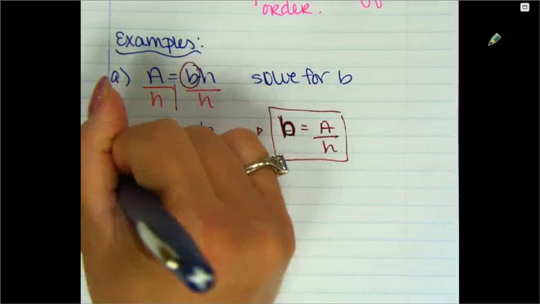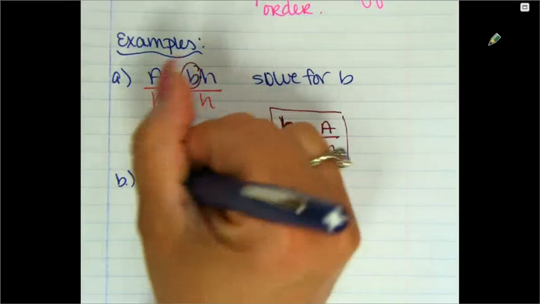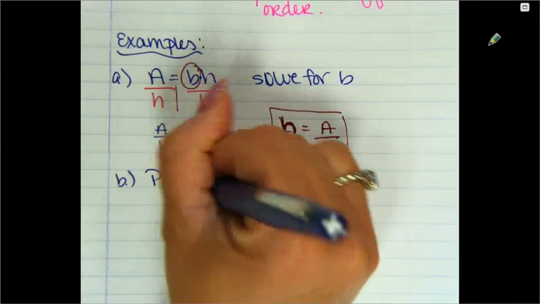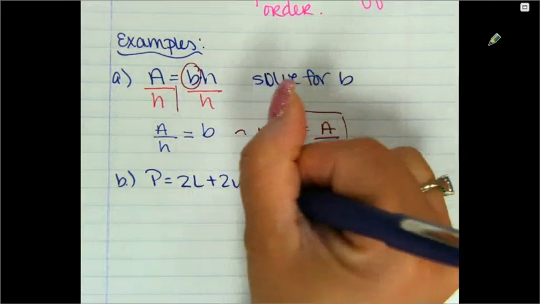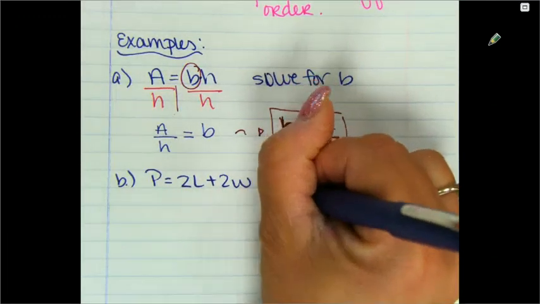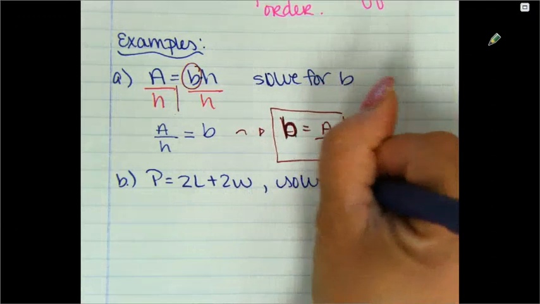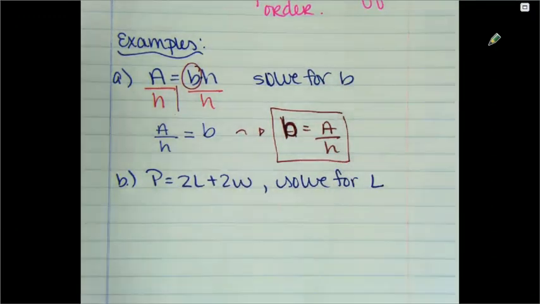So I'm going to give you a little bit of a tougher one. We're going to say P equals 2 times L plus 2 times W, and I want you to solve for L. I want you to talk with your neighbor next to you and see if you can figure out how to solve this.